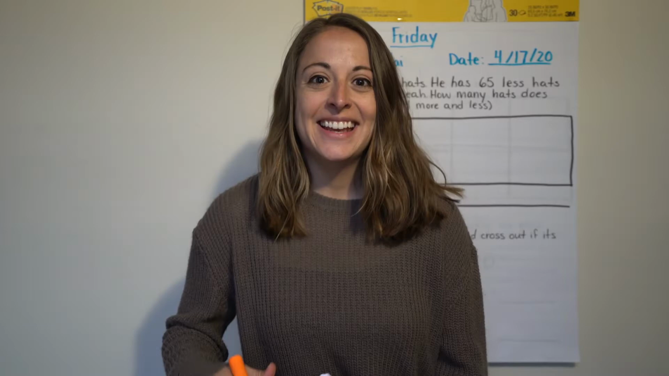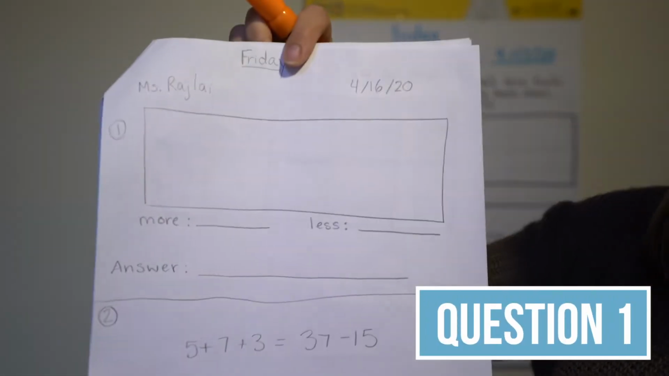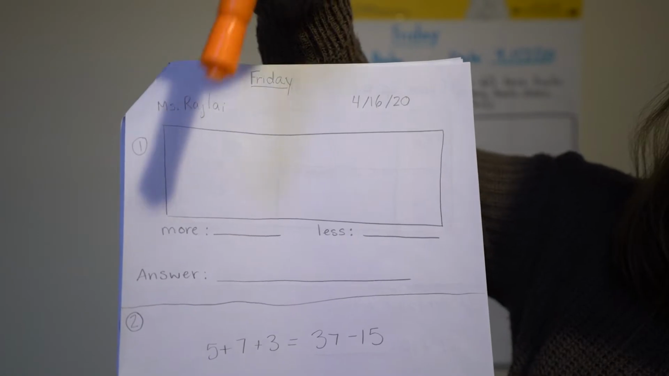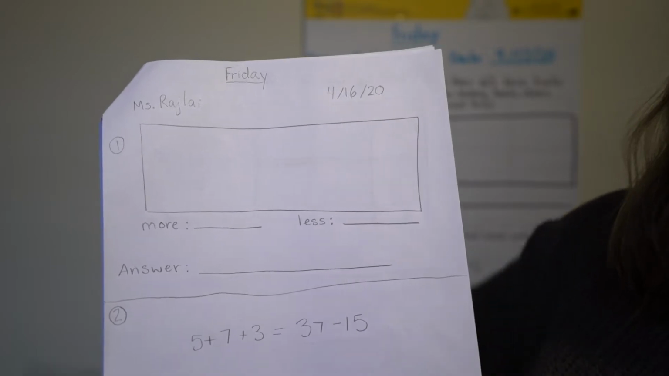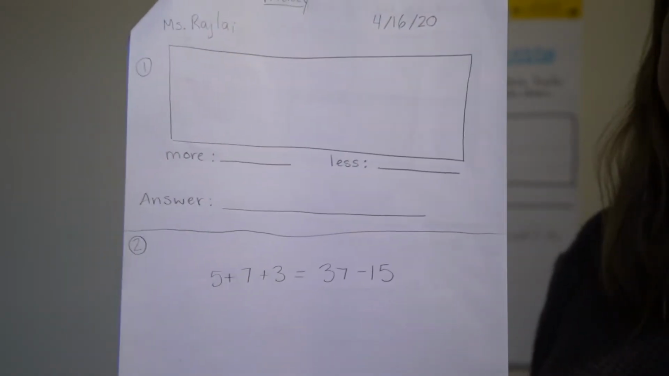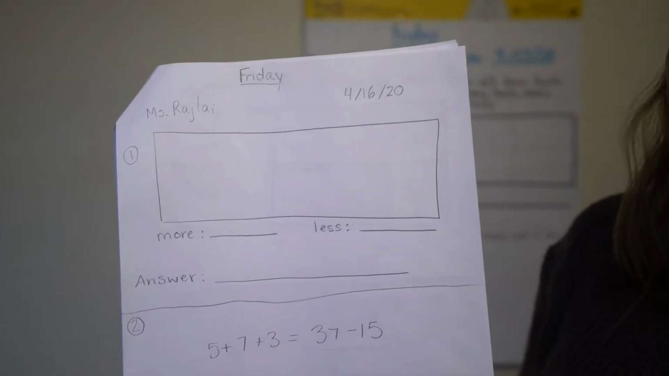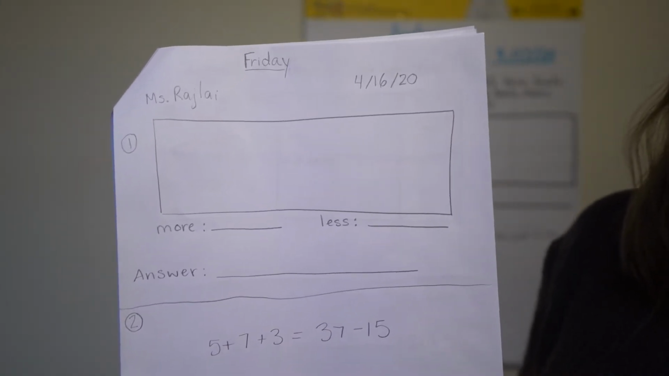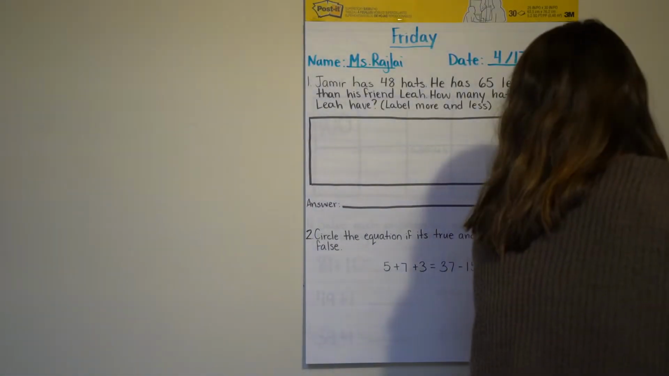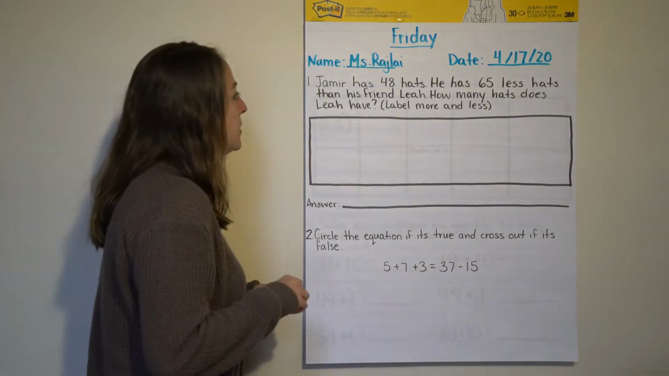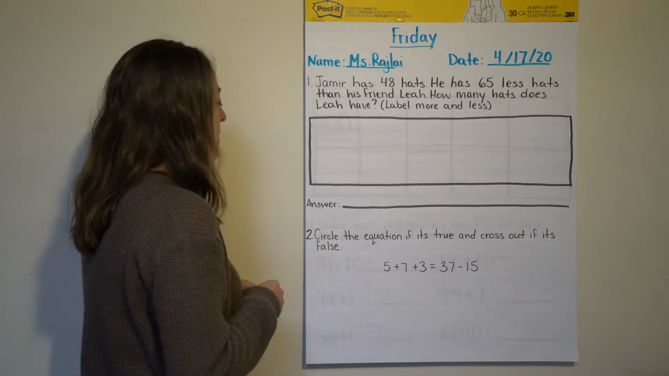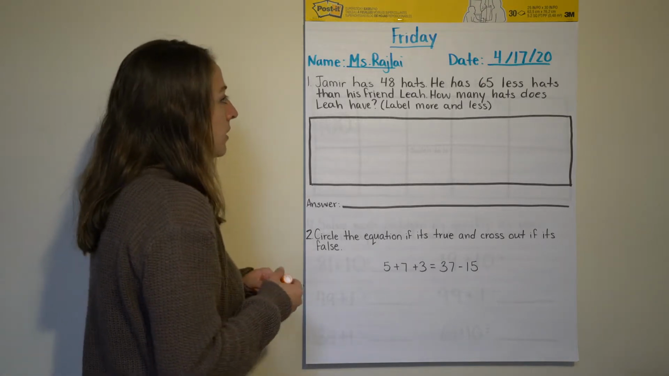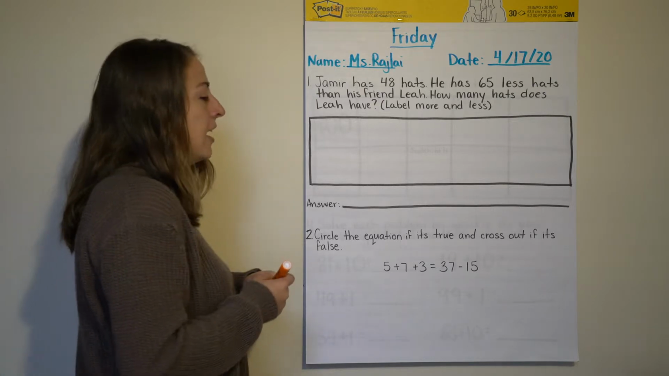Okay, let's get started. So for number 1, you're drawing a box. You're writing more on the bottom and less. Then below that, you're writing answer with the line. So, I'm going to read this problem. Jameer has 48 hats. He has 65 less hats than his friend Leah. How many hats does Leah have?